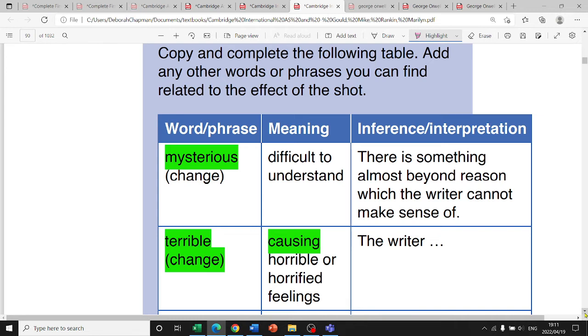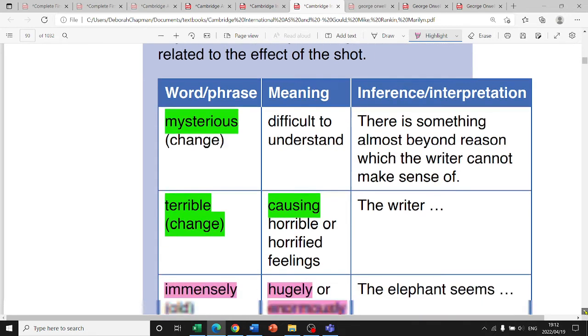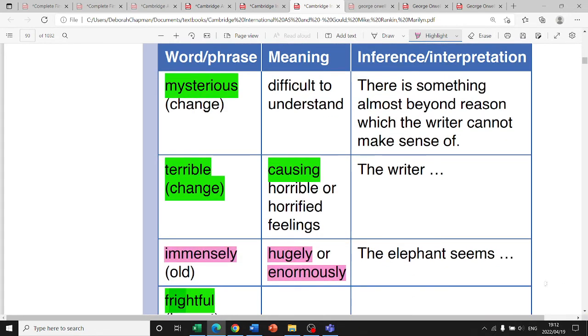Okay, there's your minute up. So share it with somebody, think about it. Now I want us to have a look at perhaps another phrase that somebody might have identified.